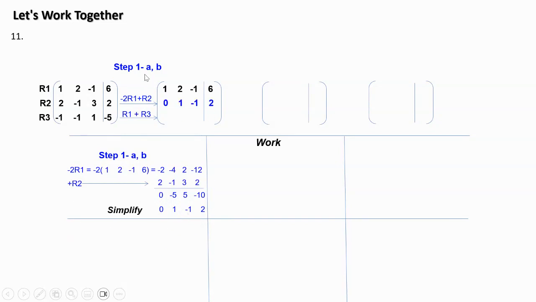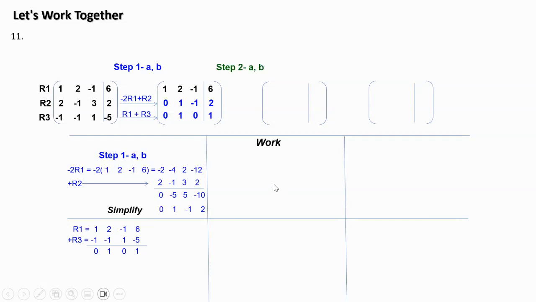Now, for the second part, in step 1, we can add row 1 and row 3. That's row 1, that's row 3. So if we add them, this is my result. That's my new row 3.